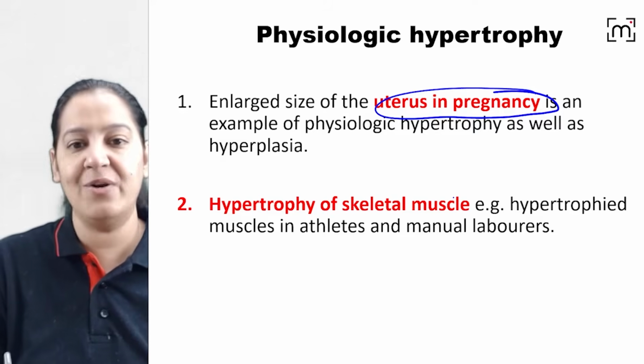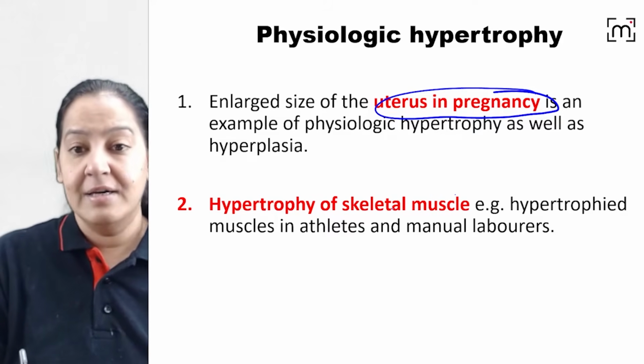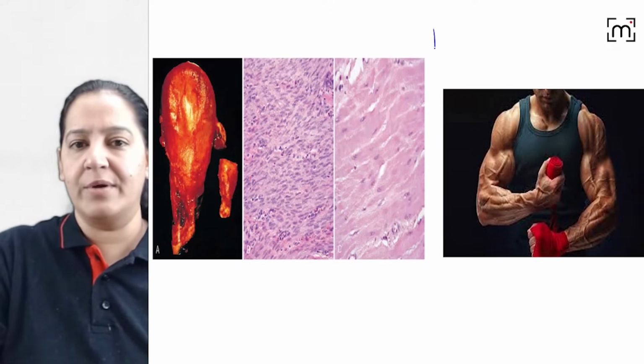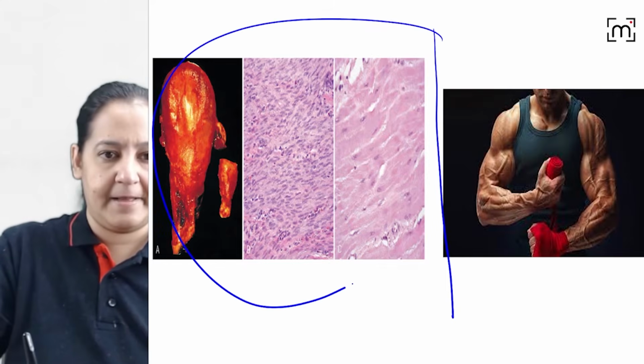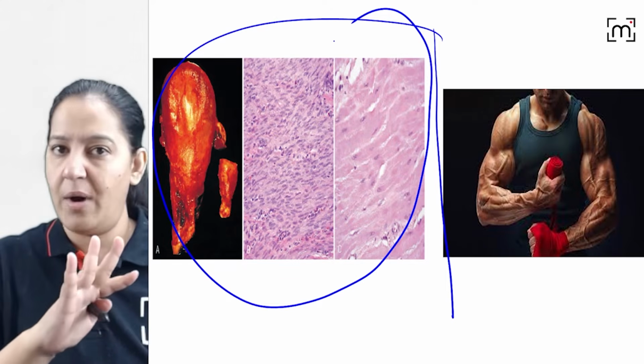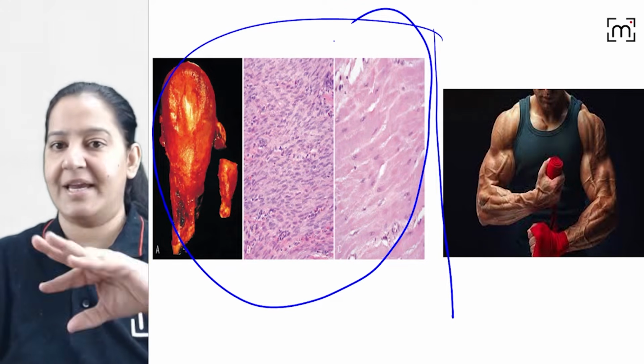The second physiological example is the skeletal muscles, the one who is doing the gymming. This example is same. This is the pregnant uterus. You already know, I have explained you, right? Now see the second example.